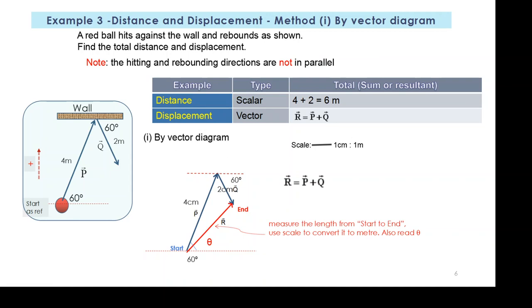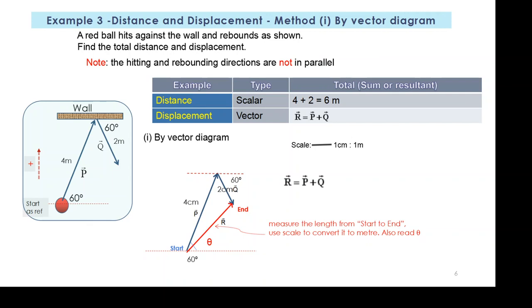For total distance, it's very straightforward. It's 4 plus 2 equal to 6 meters. Whereas for the displacement, which is vectors, in this example, we recommend a new method using the vectors diagram to determine the total displacement.